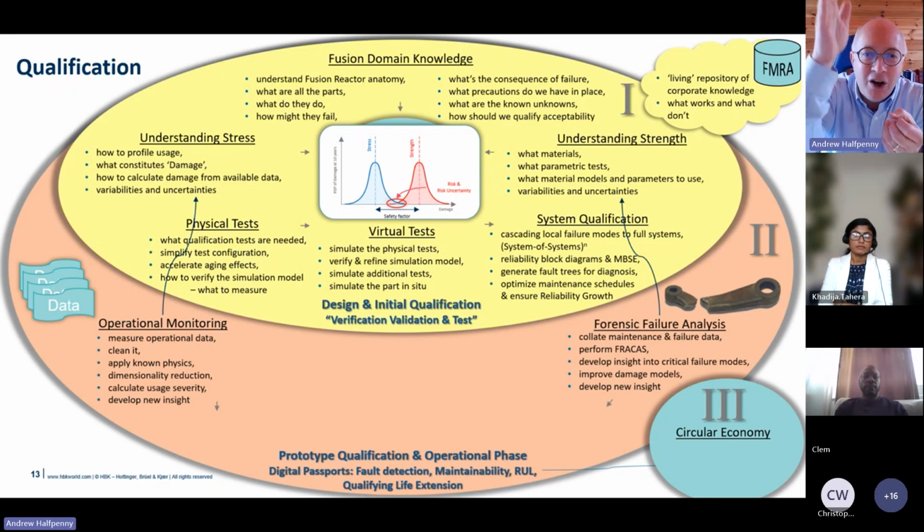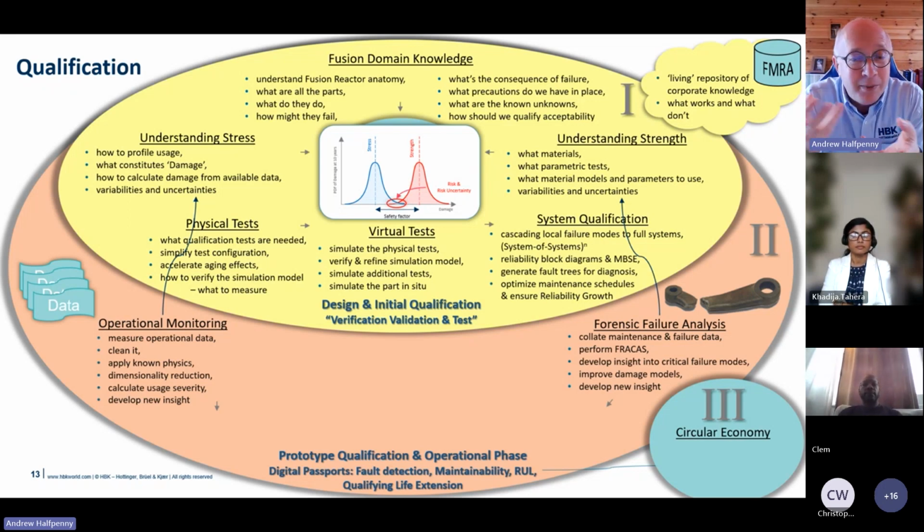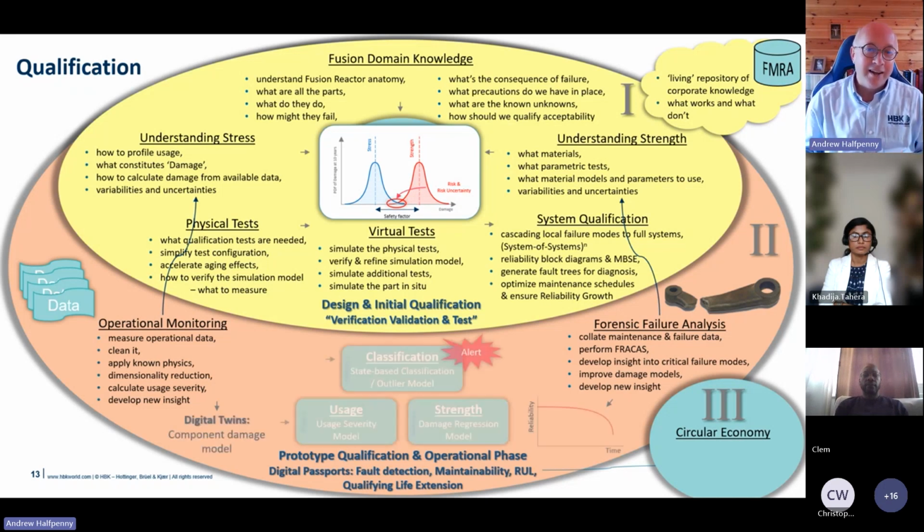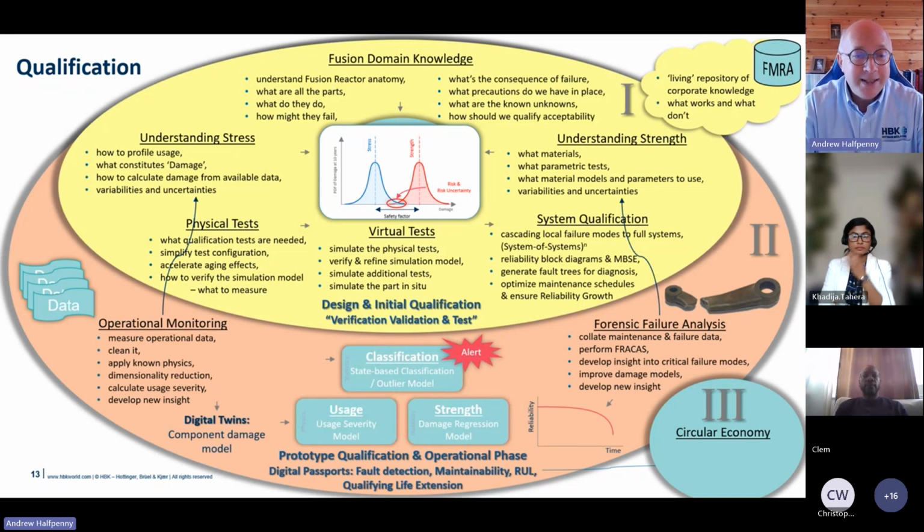That's then going to target our understanding of strength so we can improve our damage models by doing more parametric testing and so on, and developing new insight. And then ultimately, of course, these all come together in what we now call digital twins, or in digital passport. So a digital twin enables us to model that onset of damage and how it's happening.